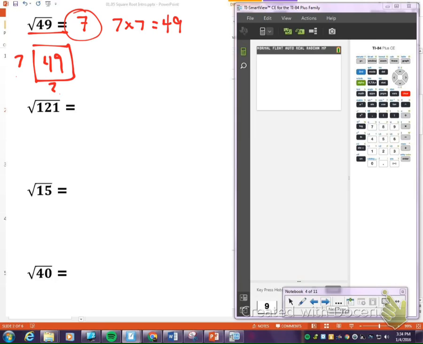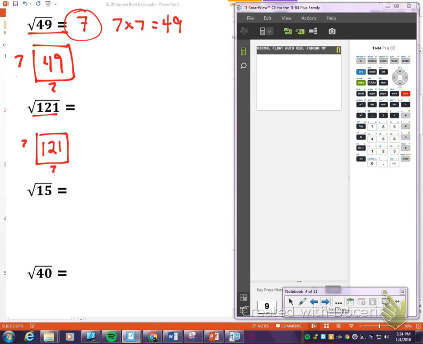Same thing if we look at the next one here, square root of 121. Well, again, it's like I have a square, and the area is 121. Now I'm trying to say, what are my side lengths? What are the roots of this square? Okay? Again, if you know your multiplication facts, you're asking what times itself can I get to be 121, because it has to be the same number.